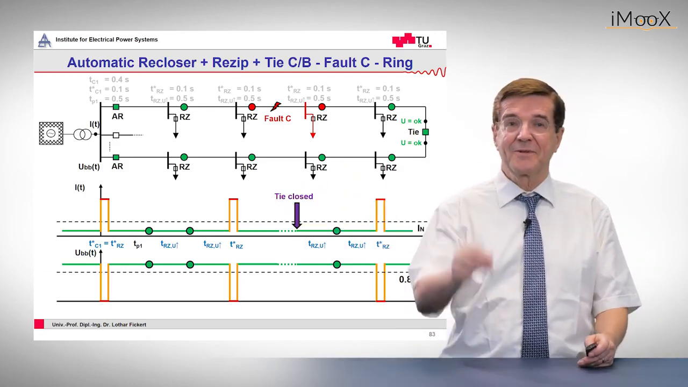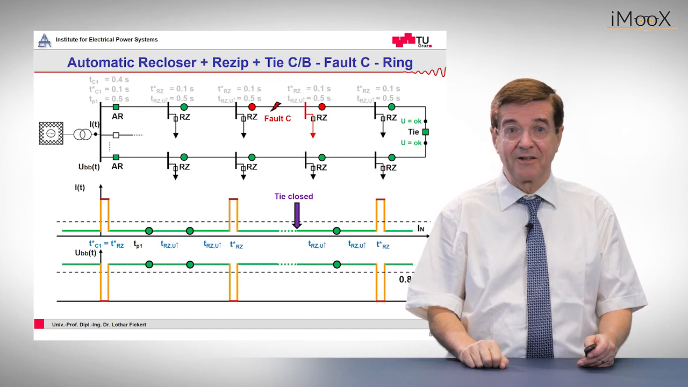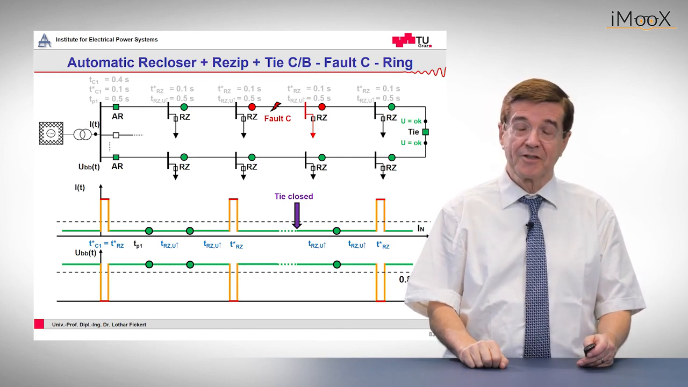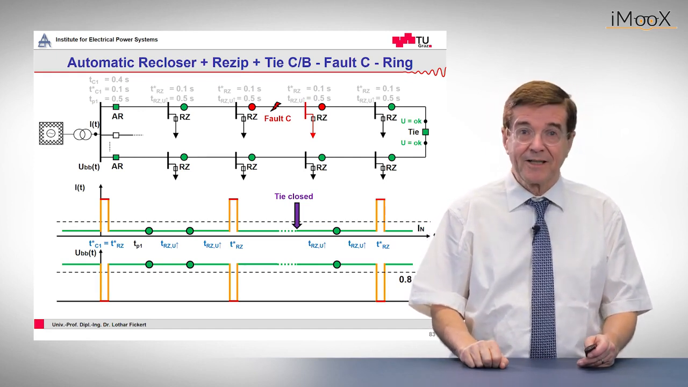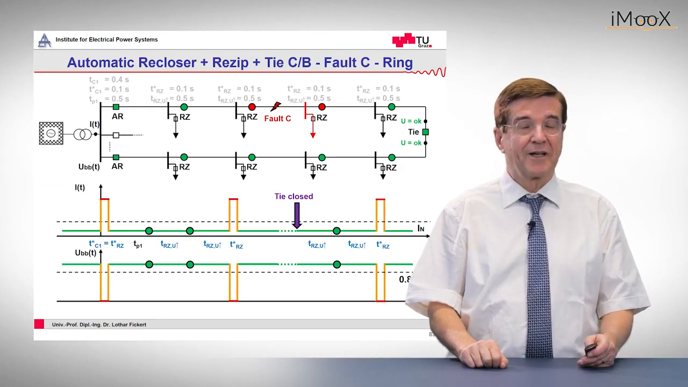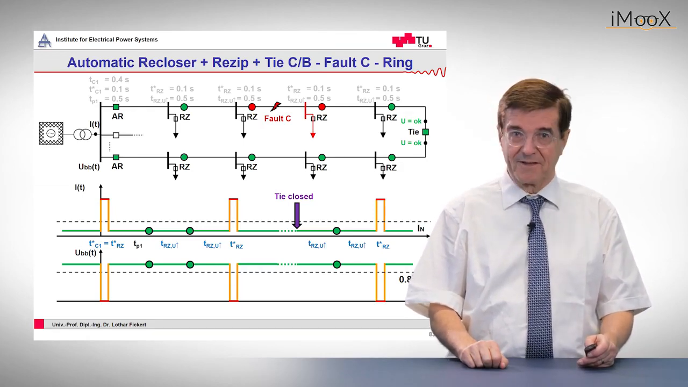For all the customers, we had three voltage dips, which are very short, no long voltage dip as in overcurrent time-graded protection, and we have a more or less healthy network after this.